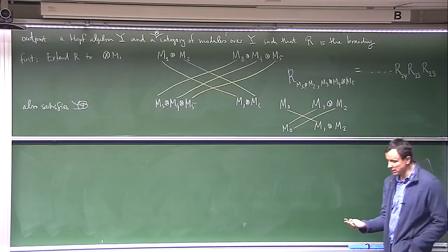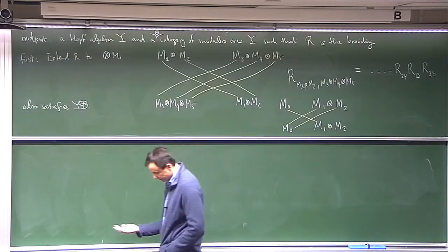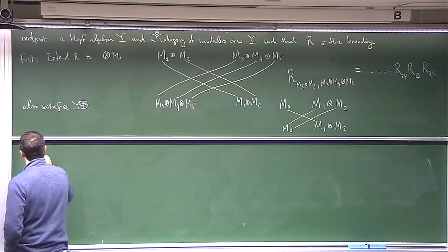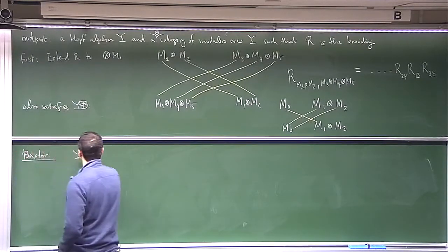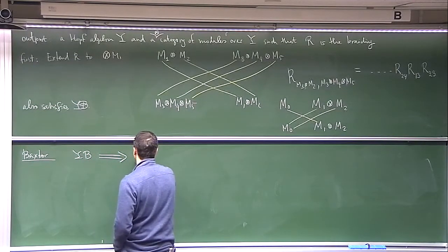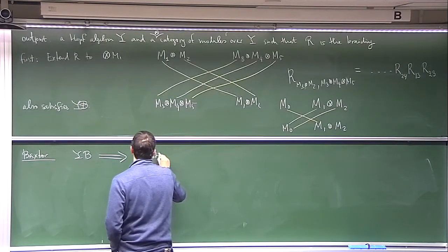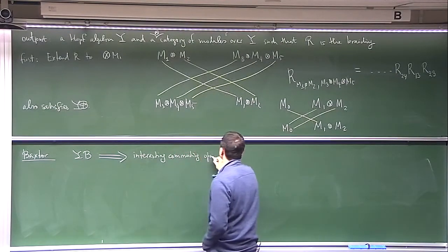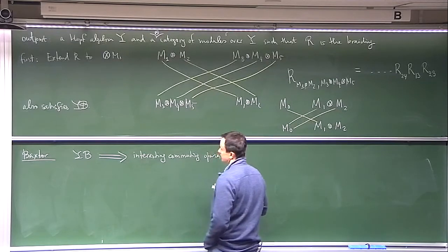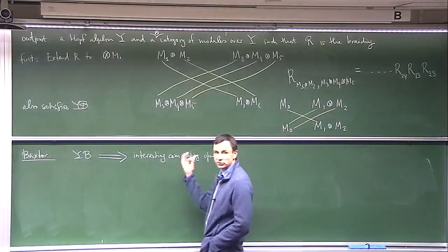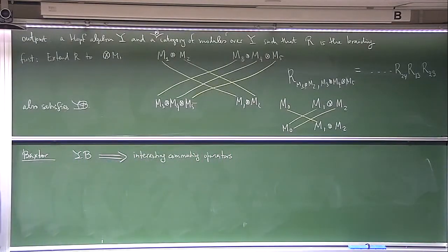So the Yang-Baxter equation was a way to, maybe the Baxter idea is that the Yang-Baxter equation gives rise to interesting commuting operators. And this is how this quantum integrable spin chain arises. This is the story which I'm going to try to tell now.